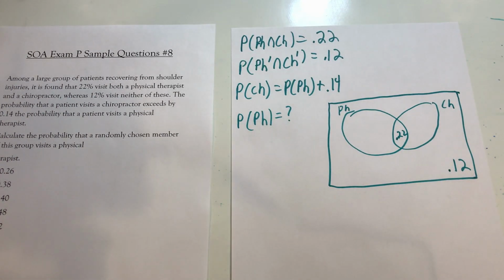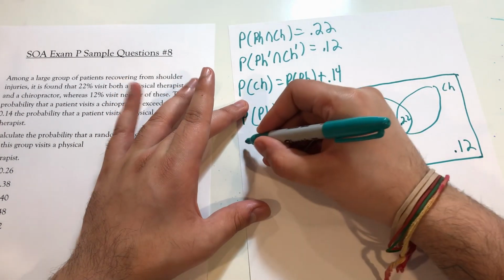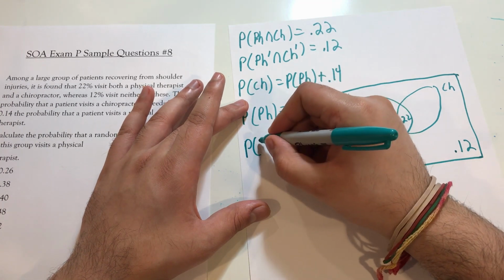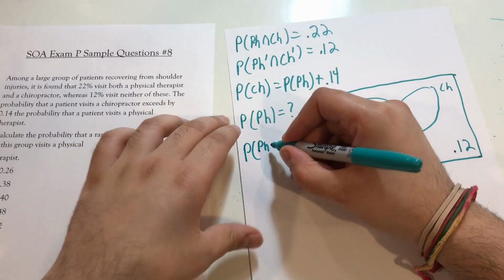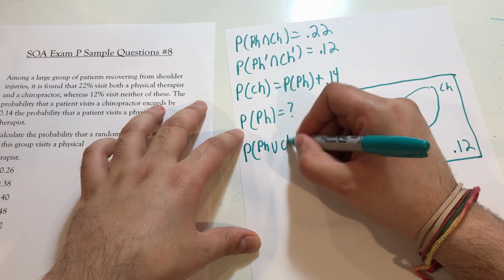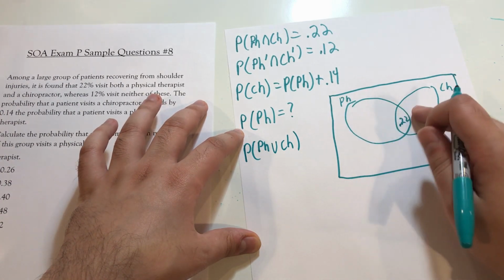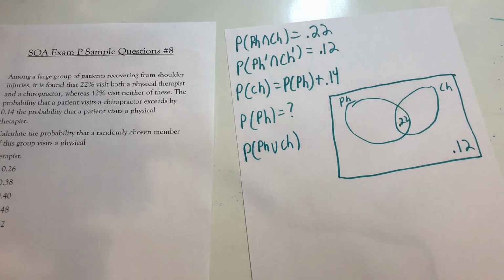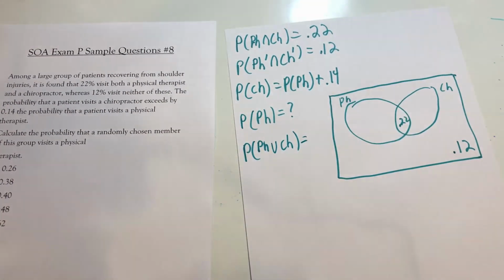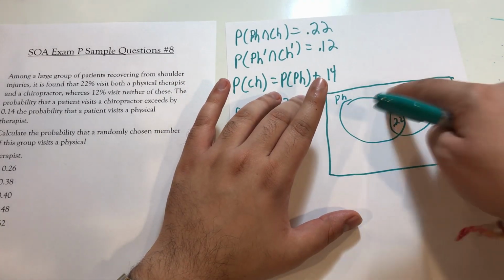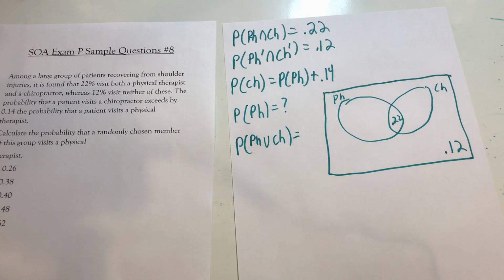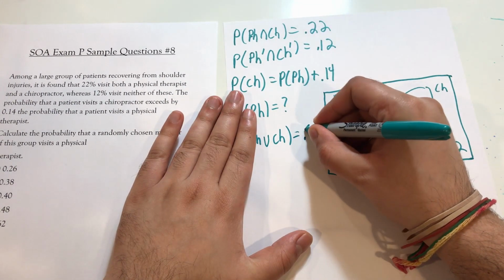Okay. Now, here's the thing. We can figure out the probability that somebody visits a physical therapist or the probability that somebody visits a chiropractor, which would be all this information, like these two circles here. And that would help us out a lot. So that's going to be our next step. Two ways to kind of do it. One way is visually: you can see that everything on the outside is 0.12. That means everything on the inside must be 0.88.